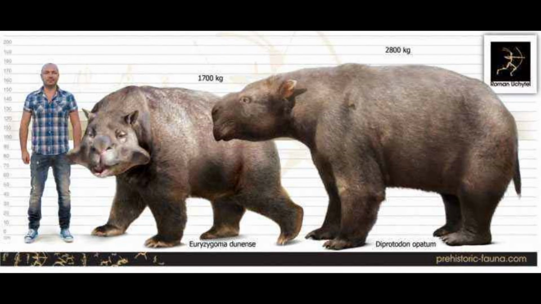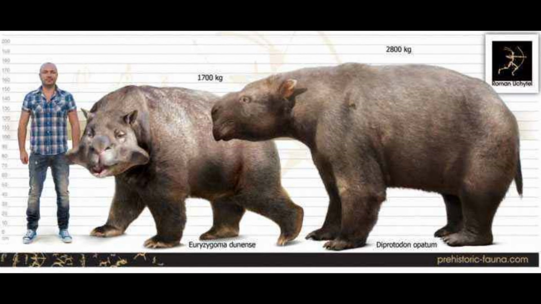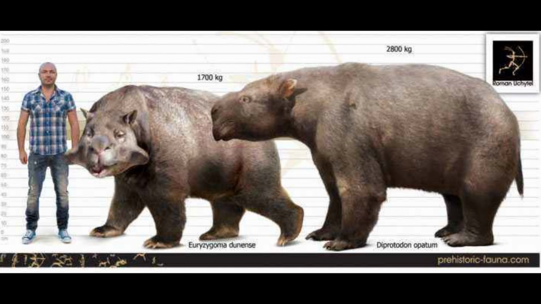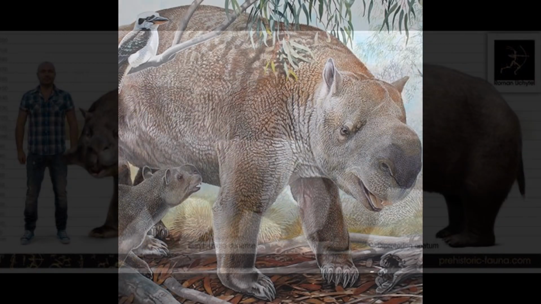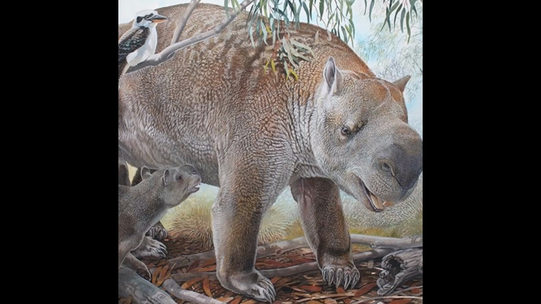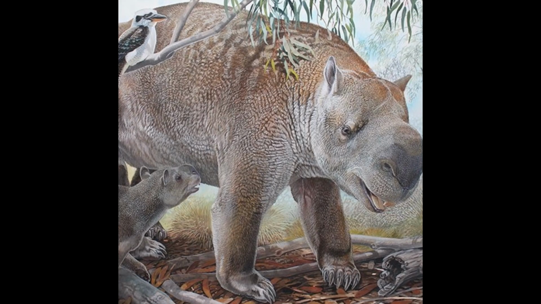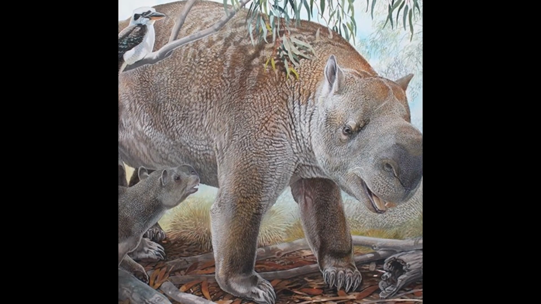It had strong, robust limbs that it could use to kick or trample predators. Its powerful legs and large body mass would have been formidable weapons against any threats. It's likely that predators hunted the young, smaller, and more vulnerable Diprotodon. With that being said, the Diprotodon, like other marsupials, likely had a pouch for carrying and nurturing its young.